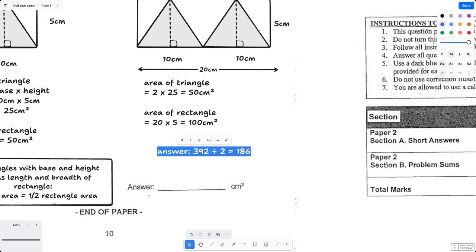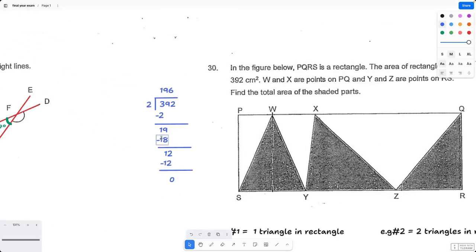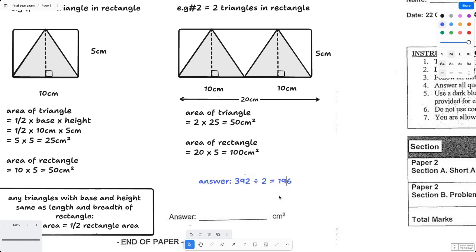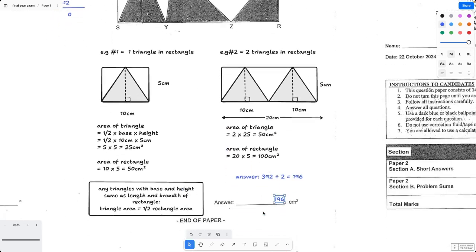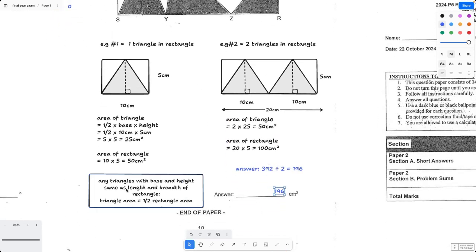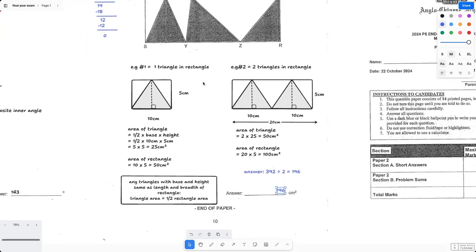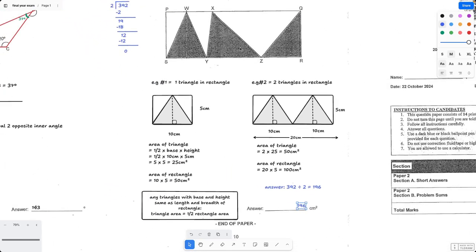Sorry, not 18. Let me double check. Oh, yes, correct, 19.6. See? Must double check. So the answer to this is 19.6. Yeah, 18.6 is wrong. There you go. So any triangles with base and height same as length and breadth of a rectangle, always like this, no matter what. Okay, hopefully this makes sense. All right.